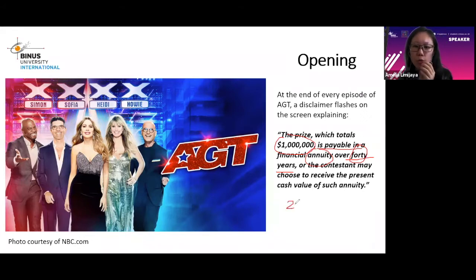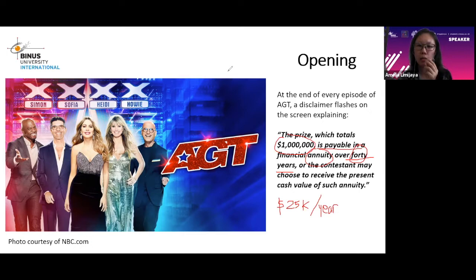So the first option is for the winner to receive, I'm writing something on the screen so you can see, $25,000 per year. Sorry if my annotation is not that good because I don't have a stylus pen, so I'm using my mouse. That's the first option, to receive $25,000 per year for the next 40 years.